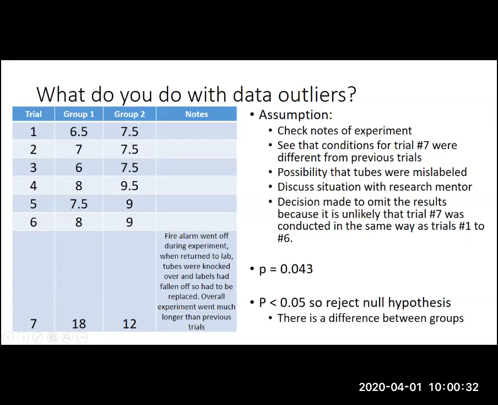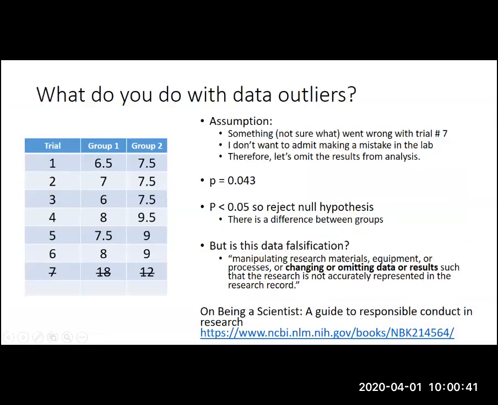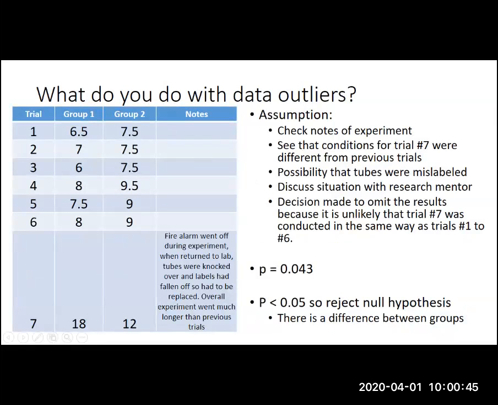What you need to do is really discuss the situation with your research mentor. Talk about this with the person in charge of the lab. Not, as in the previous example, I don't want to admit making a mistake. In science, we've got to live up to it. We've got to say, okay, not quite sure what happened here. Here's a possible explanation. What do you think?